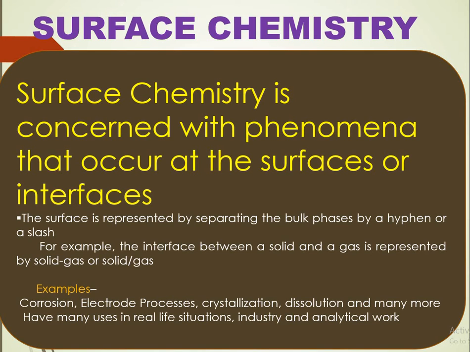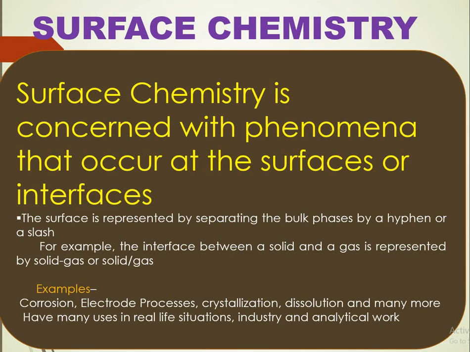Hello students, today we will be studying about adsorption and its type from Surface Chemistry class 12. To begin with, let us see what is surface chemistry. Surface chemistry deals with phenomena that occur at the surfaces or interfaces. There are many properties of substances, particularly of solids and liquids, which depend upon the nature of the surface.